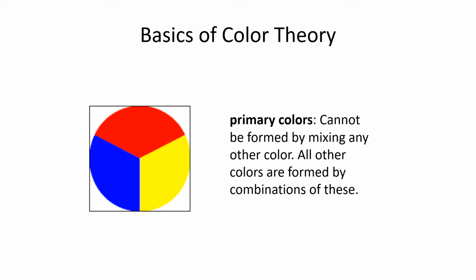Let's take a look at some of the fundamentals of color theory. So here we're going to look at primary colors. Now notice these are not the RGB for screens and using light, the additive colors. We're looking here at primary colors as if you were doing something on paper. So primary colors are those that cannot be formed by mixing any other color. When you take these 3 colors, the primary colors, you can then form all other colors by combining these 3.